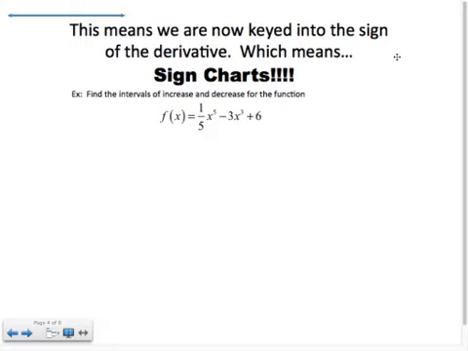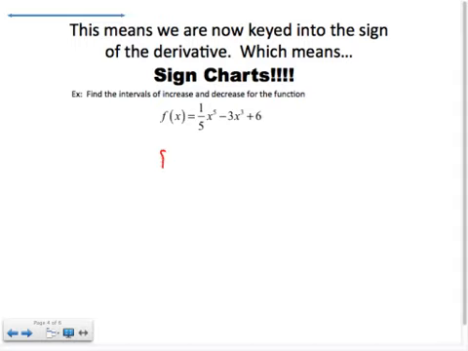We've been using f prime of x just to find slopes in the last unit, but now we're going to be interested in analyzing f prime as a function. In this case, we're going to analyze its sign, which means we're going to be involved with sign charts now. Okay, so here's an example. Find the intervals of increase and decrease for this function: 1/5 x to the 5th minus 3x cubed plus 6.